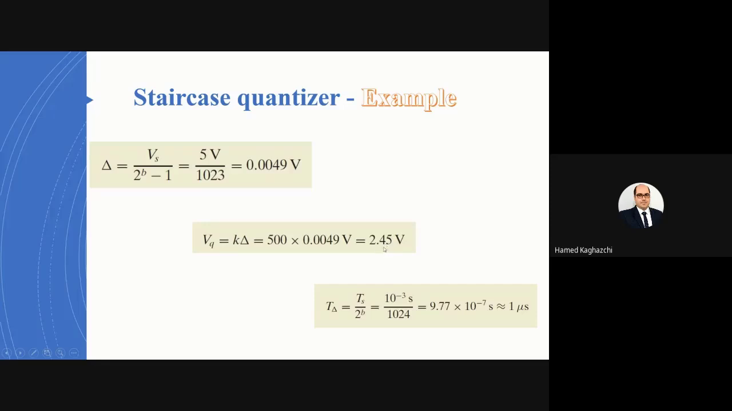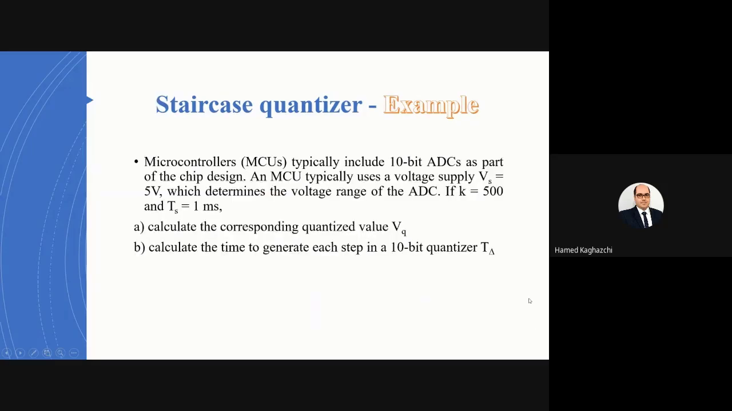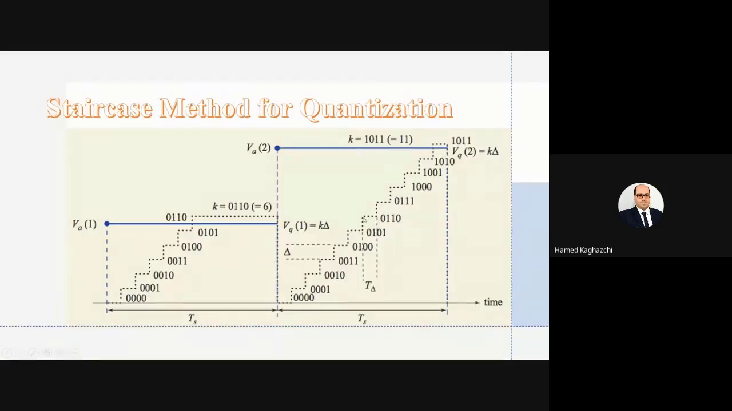So the quantized value is 2.45 volts, and T delta is Ts divided by 2 to the power of B. Again, the question says Ts is 1 millisecond, and 2 to the power of B is equal to 1024. So this T delta will be approximately 1 microsecond.